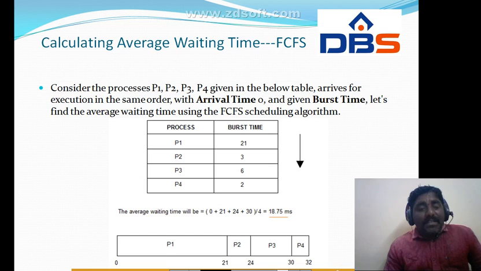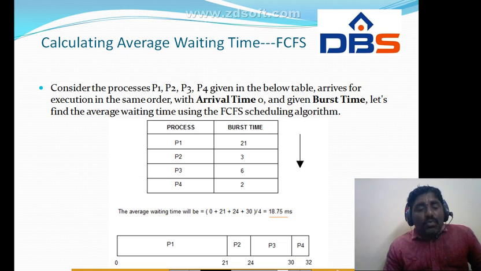Again, the next process P3 has burst time 6, so 24 plus 6 is 30. Then P4: 30 plus its burst time 2 is 32. So P2 starts at 21 milliseconds and ends at 24 milliseconds. P3 starts its execution at 24 milliseconds and ends at 30 milliseconds. P4 starts its execution at 30 milliseconds and ends at 32 milliseconds. Here, what will happen?